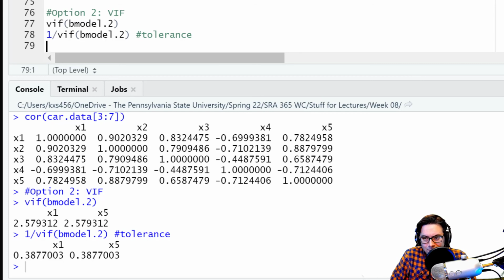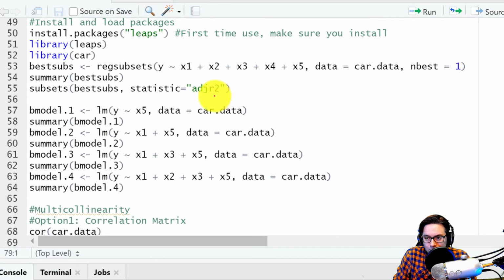I think that is good for this, because the other stuff is just creating the models, which we did last time. Notice there's pluses in between the variables. I think that is good for today. Hopefully that's helpful. I'll see you all next week.